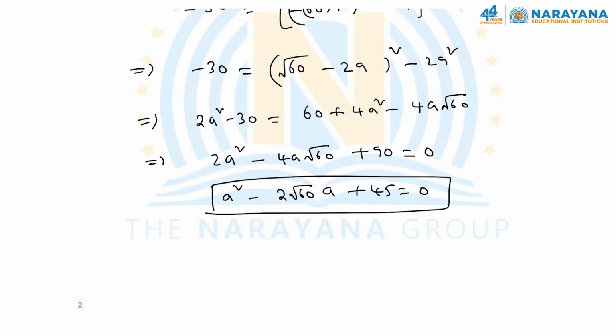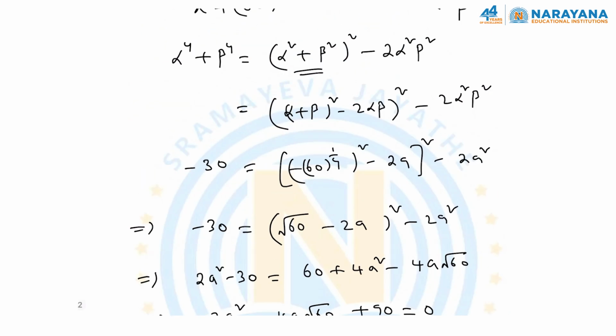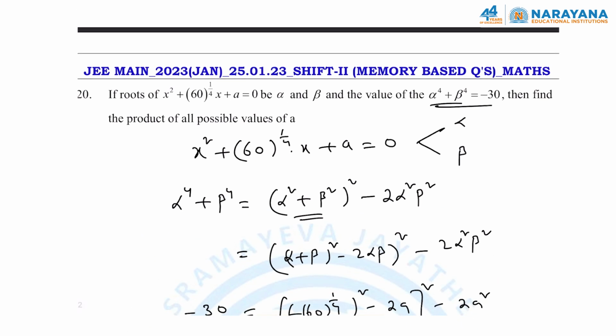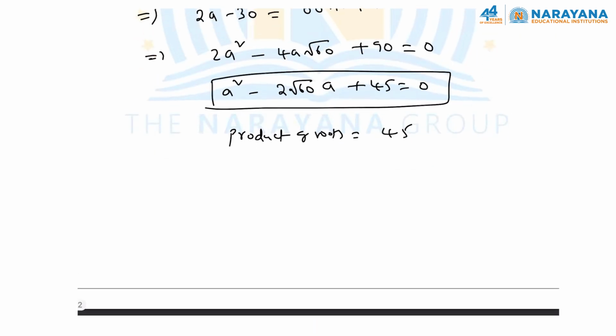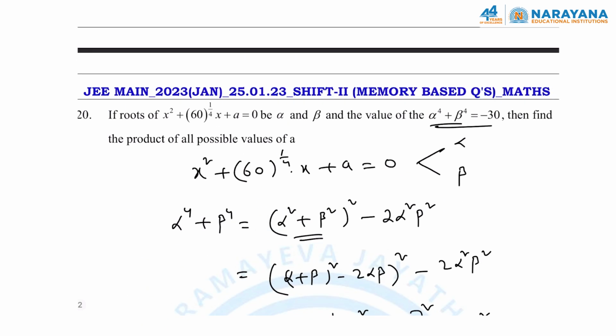So from here, what is the product of the roots? Product of roots is equal to 45. That is what he is asking: the product of all possible values of a. So with this question we are done. We got only 20 questions and we have discussed all the 20 questions.